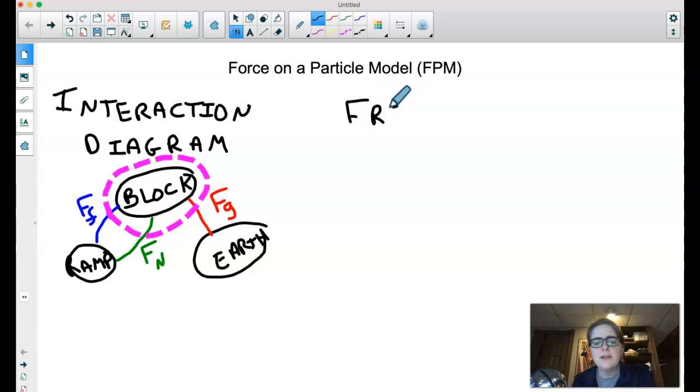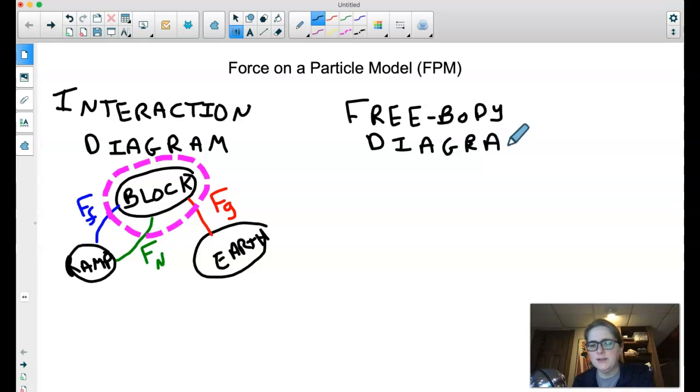The next type of diagram we use is the free body diagram. This is also sometimes called a force diagram because it shows the direction and the relative size of the forces acting on an object. And we often call this just an FBD.